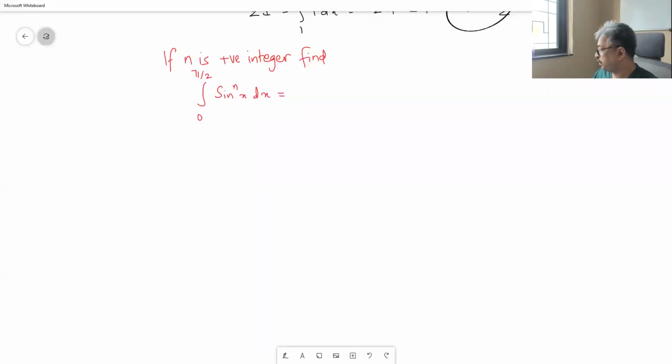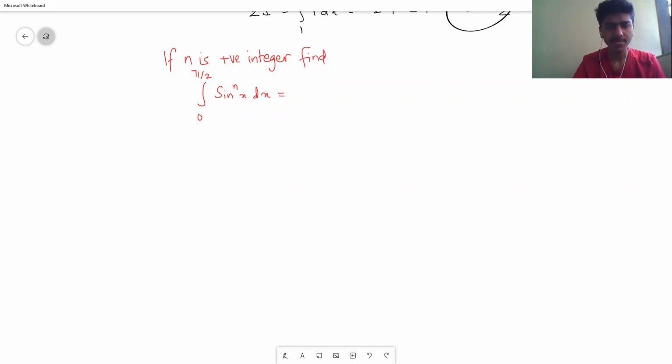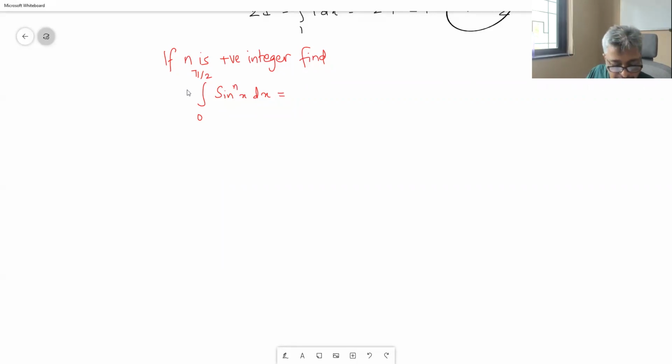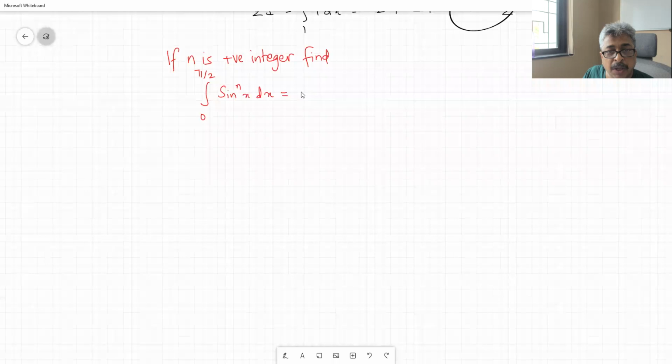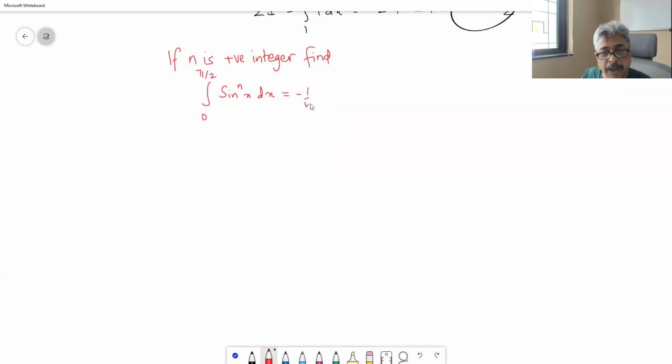Okay, we have solved this problem in indefinite integral, integration by parts. So we know how to deal with it. Now it's only a question of putting the limits and evaluating it. So let me just run through the solution very quickly. This will be equal to minus 1 by n cos x sine n minus 1 times x plus n minus 1 upon n integral sine raised to n minus 2 x dx. Of course, this is to be evaluated between 0 to pi by 2.